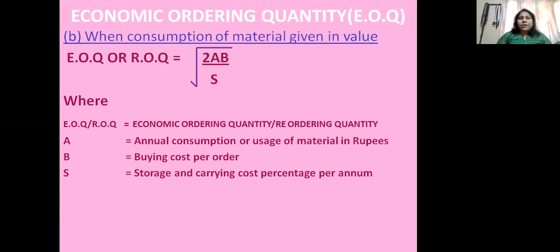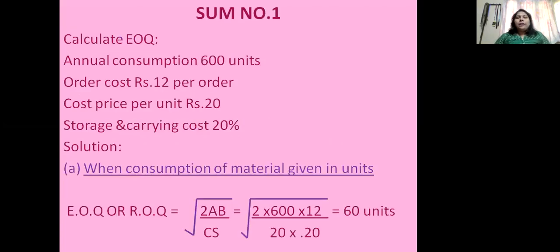Okay, let me check one problem on how to calculate the EOQ. Okay, calculate EOQ. Annual consumption is 600 units.